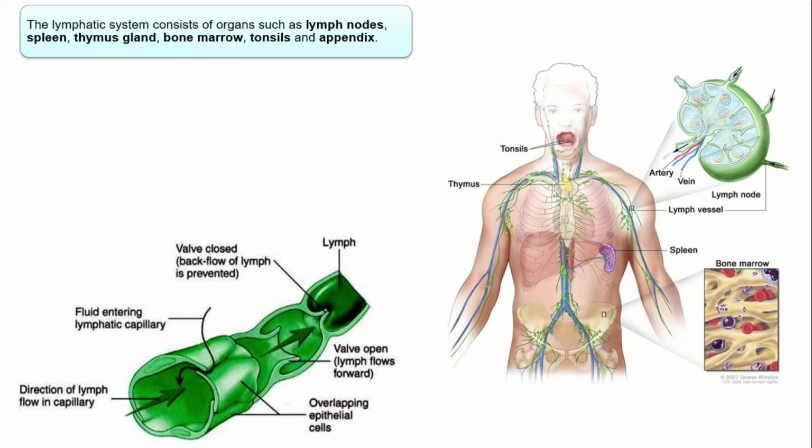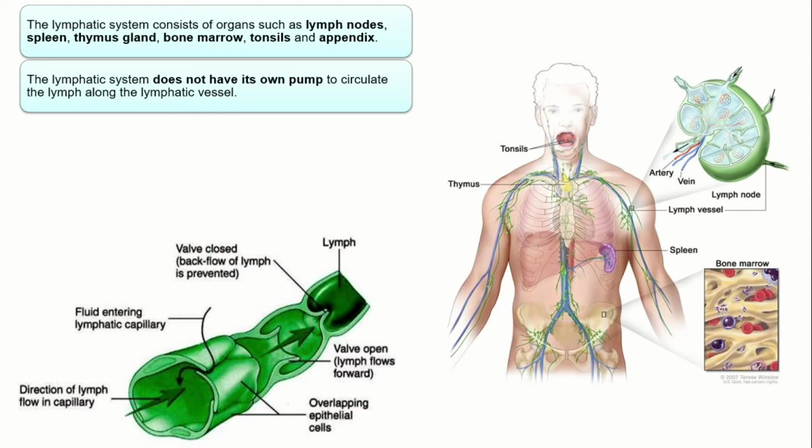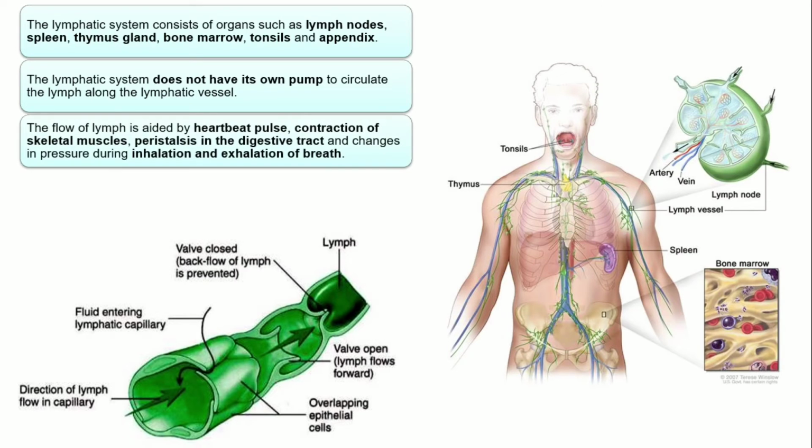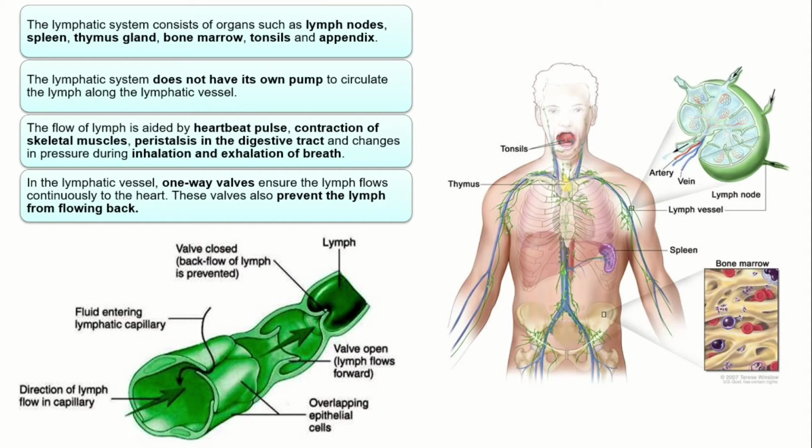The lymphatic system consists of organs such as lymph nodes, spleen, thymus gland, bone marrow, tonsil, and appendix. The lymphatic system does not have its own pump to circulate the lymph along the lymphatic vessel, so it is aided by the heartbeat pulse, contractions of skeletal muscle, peristalsis in the digestive tract, and also the changes in pressure during inhalation and exhalation of breathing. In the lymphatic vessel, a one-way valve ensures the lymph flows continuously to the heart. This valve also prevents the lymph from flowing back.